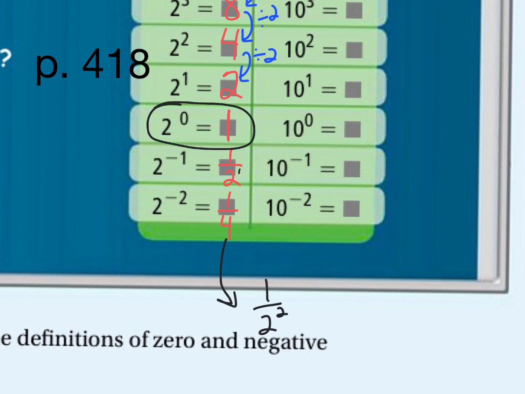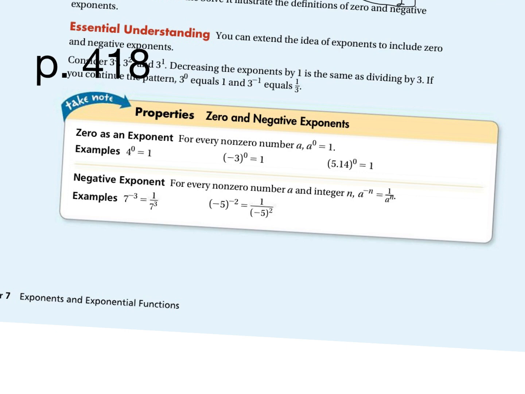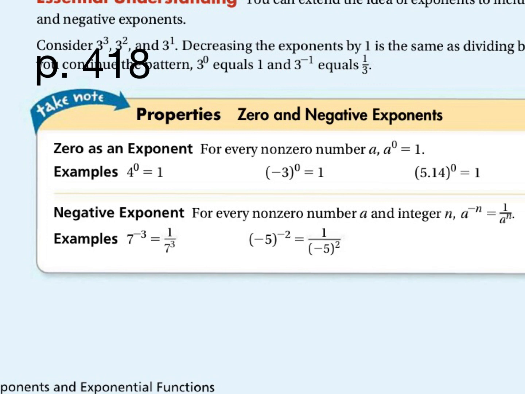If you have something to the 0 power, it's going to be equal to 1. If you have a negative exponent, we're going to make it positive by putting it in the opposite part of the fraction. In this case, it's kind of like it's in the numerator to start out with. We bring it to the denominator, which makes it a positive exponent. So the take note box here has basically that information, what we just talked about.